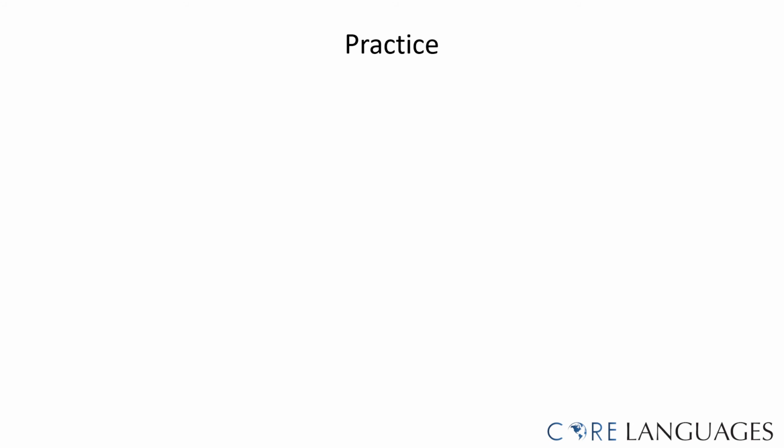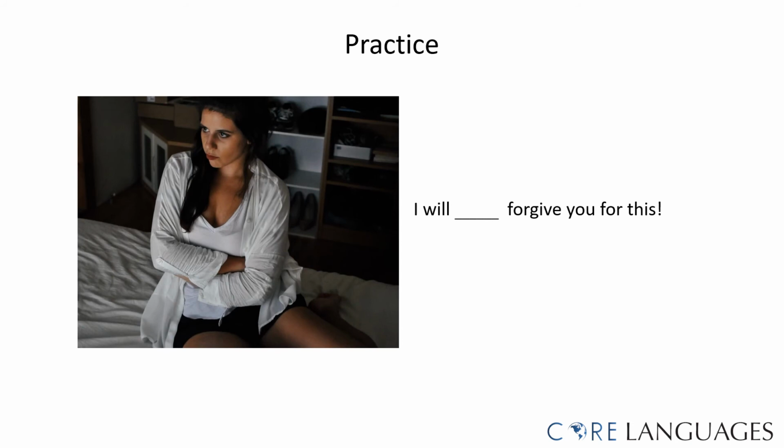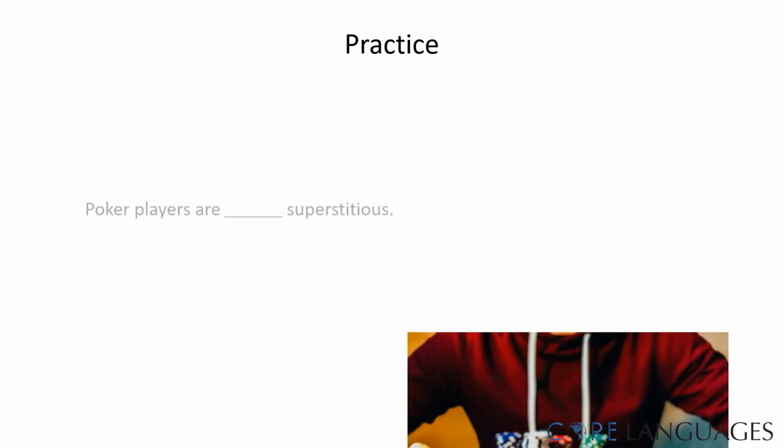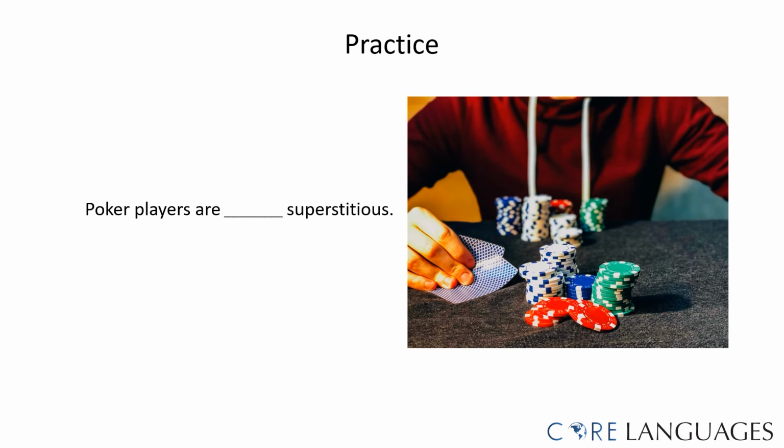Look at the following 2 sentences. And again, pay close attention to where in the sentence the adverb of frequency has been placed. I will never forgive you for this. Here, the adverb of frequency never is placed between the auxiliary verb will and the verb forgive. Poker players are often superstitious. This sentence uses the verb to be, and the adverb of frequency often is placed behind the verb.